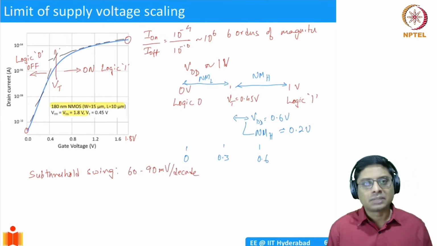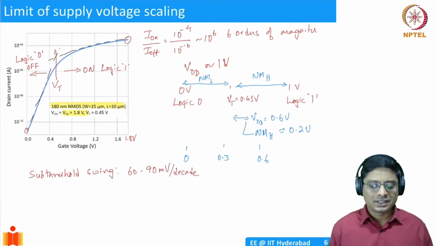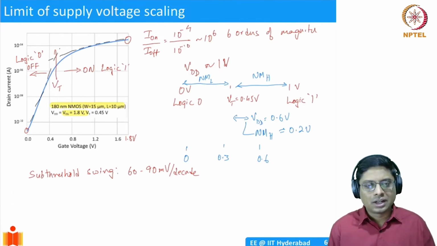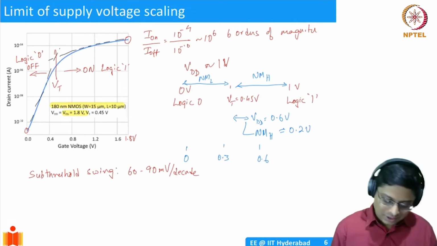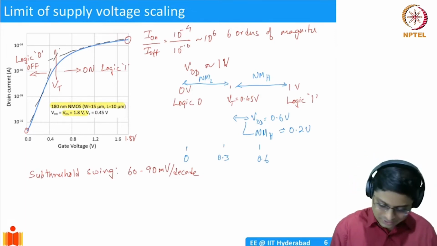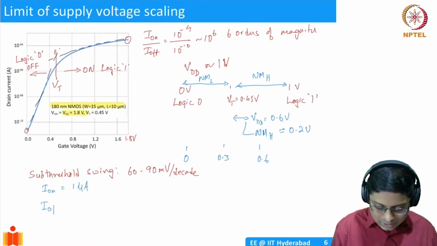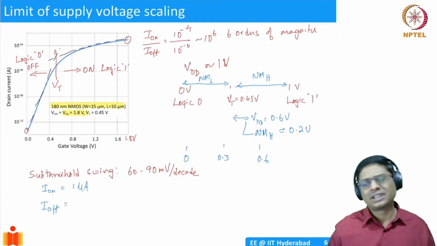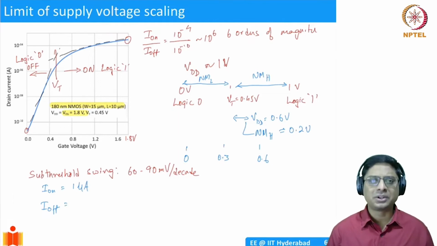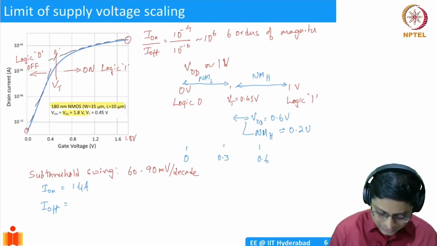Okay, that means if I have, let's say, 1 microamp of current, how much gate voltage should I have to reduce it to 1 nanoamp in a classical MOSFET? I'm just taking an example. Let's say I_on is 1 microamp and I want to have 4 orders of magnitude change in the current. So I'll live with an I_off of 100 picoamps.